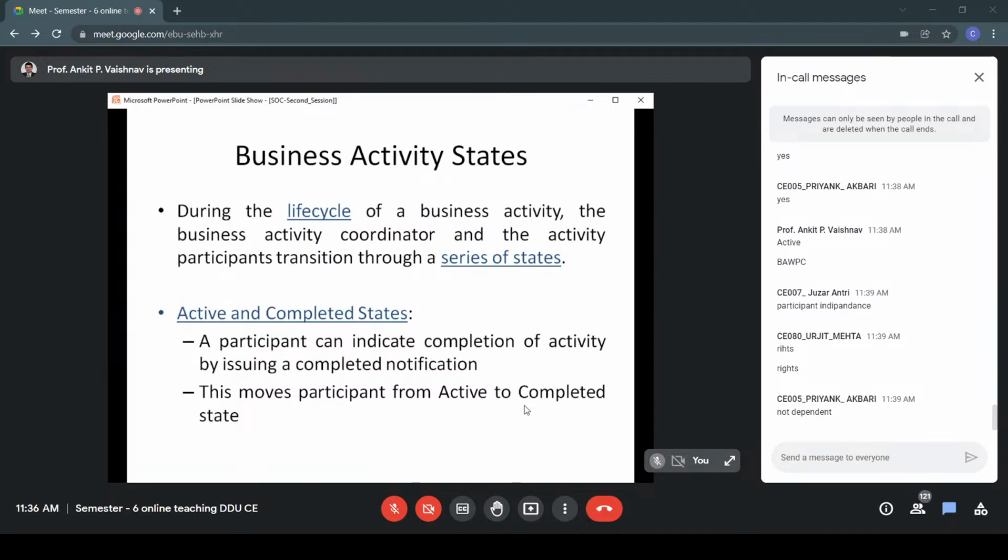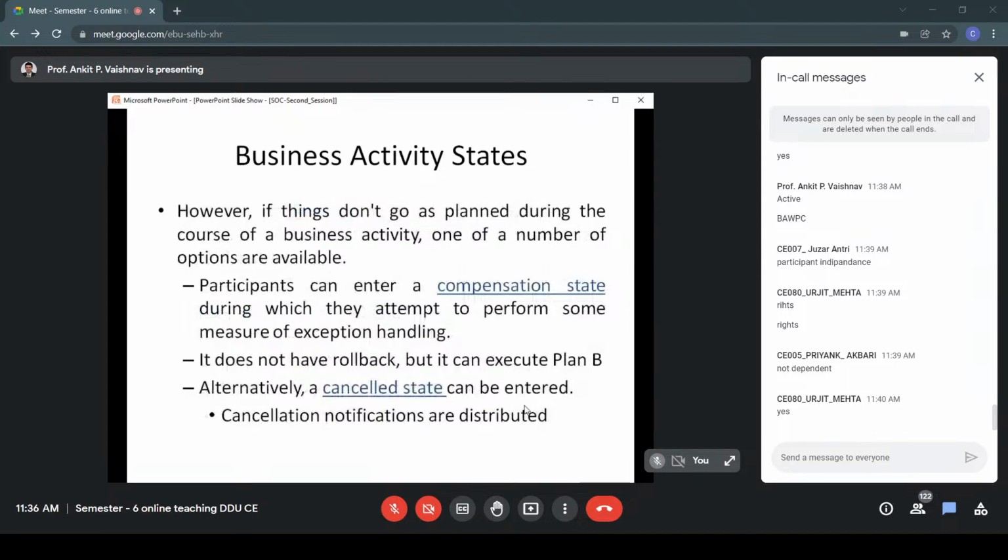While you are working, you are in the active state. Now you will enter the completed state. Clear or not? This transition is just like the object state transition which we had, right? Okay. So active and completed are the first two states. Then things don't always go in a positive way, right? So if things don't go as planned, you can enter one more state that is known as the compensation state, right?